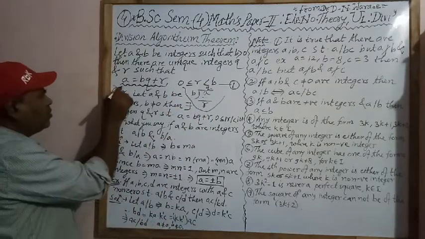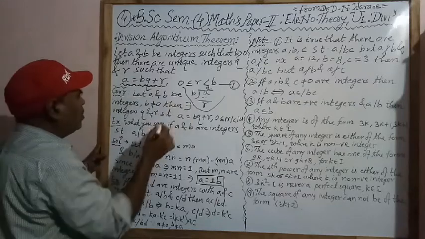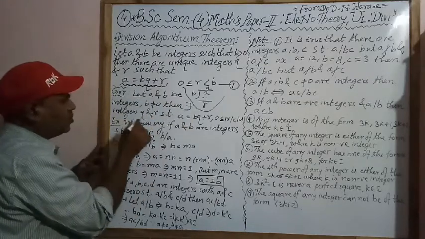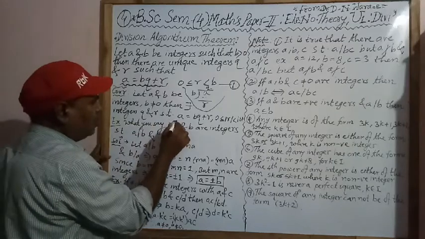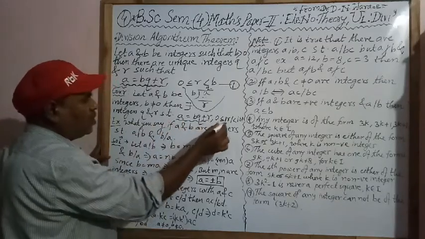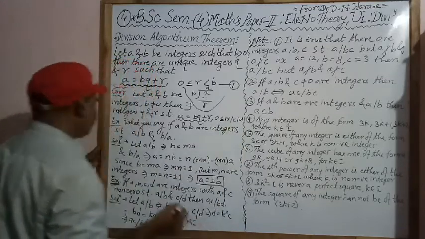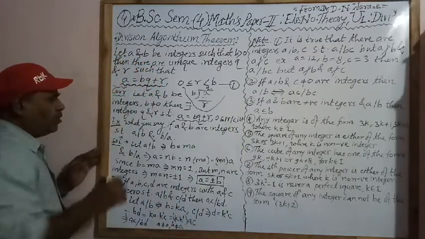Corollary of this theorem: let a and b be integers with b not equal to 0, then there exist integers q and r such that a equals bq plus r, where r lies between 0 and mod b. Then we see the example.